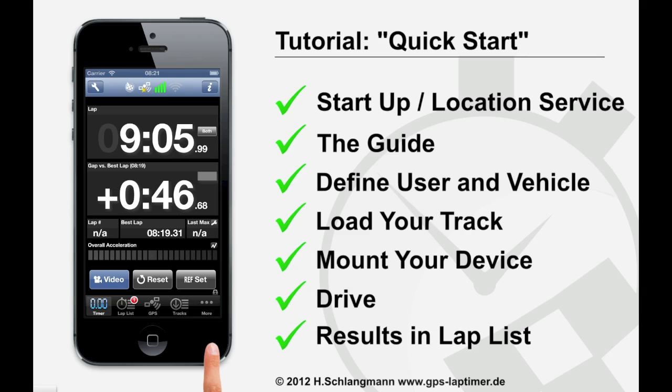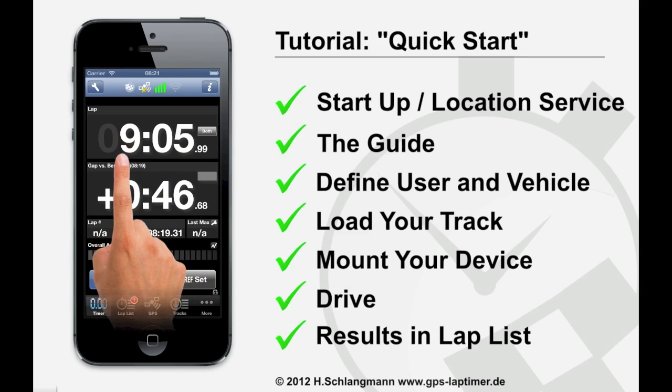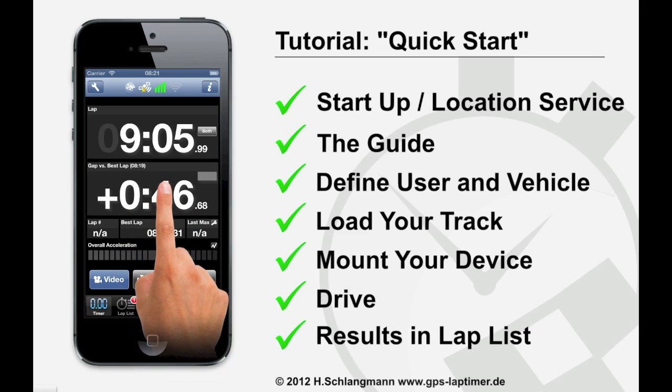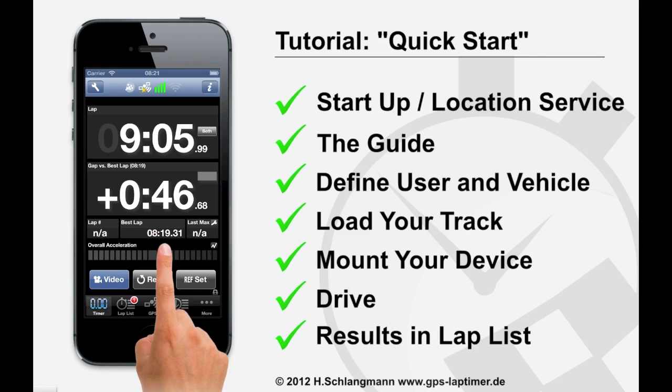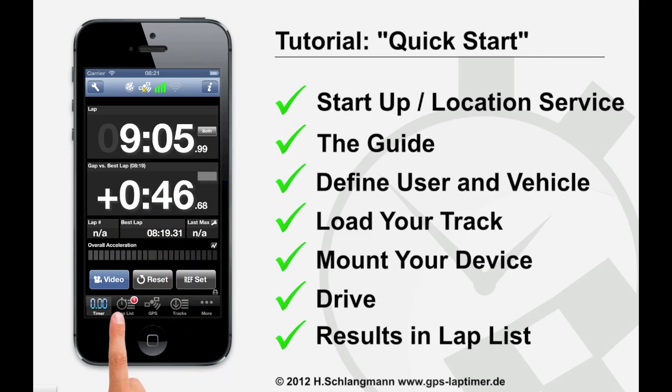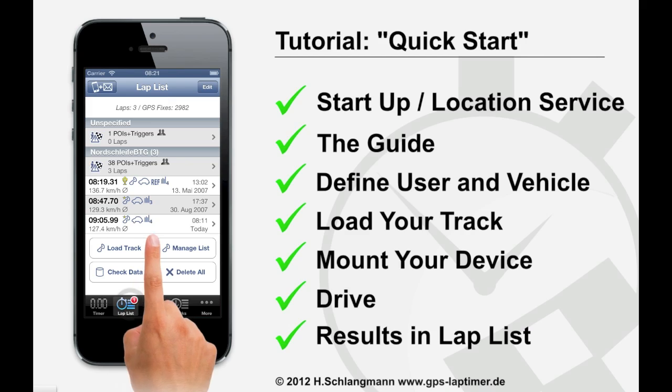So we have finished our lap. It has become a 9-minute lap, and we were, well, pretty much behind the best lap. You see in the bottom there's a lap list with a little 1. That means that we have 1 new lap in our lap list. The lap list is a place where LapTimer shows the recorded lap times and data recordings. So we have a look into this now and switch over there.